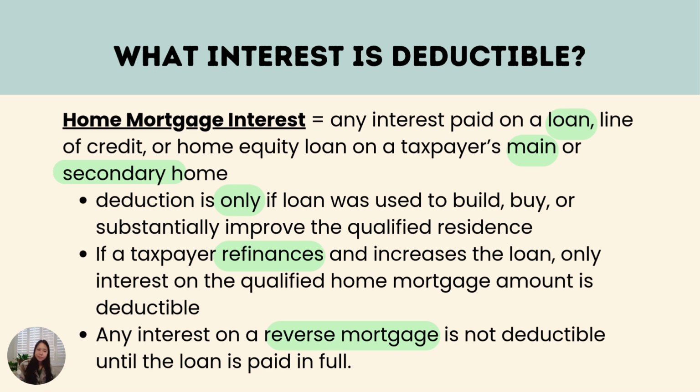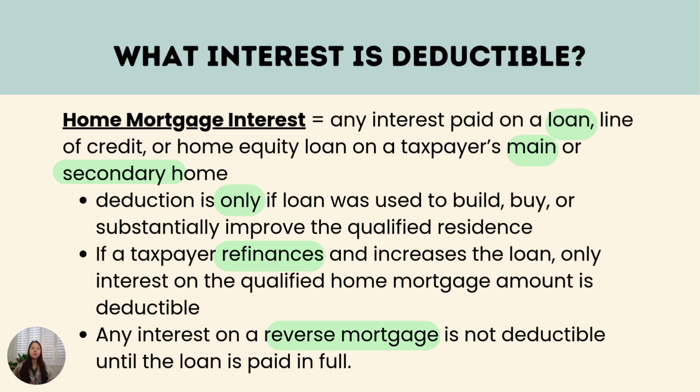Okay. Now moving on to interest. So what types of interest are deductible? There are two types of interest that can be deductible, and the first is home mortgage interest, which is any interest paid on the loan, line of credit, or home equity loan on a taxpayer's main or secondary home. Now, this differs a little bit.